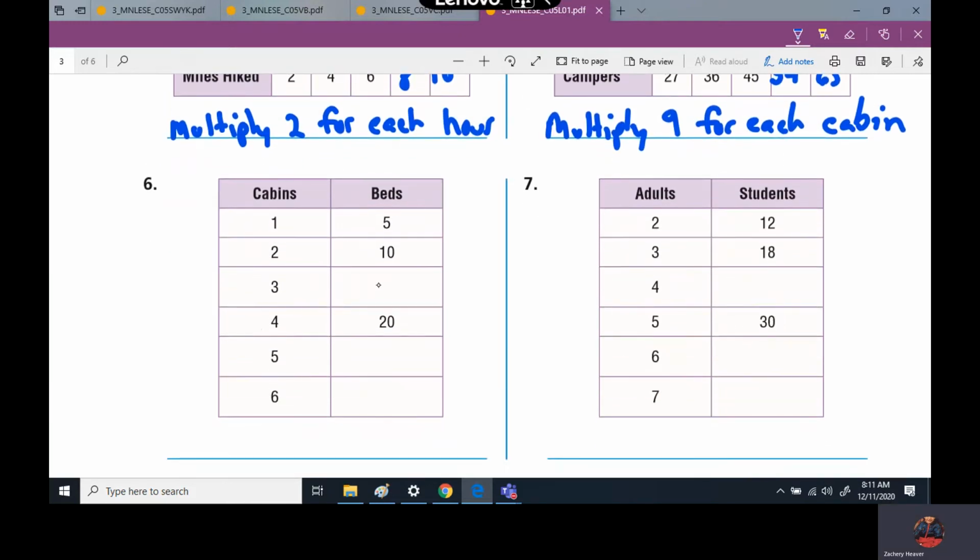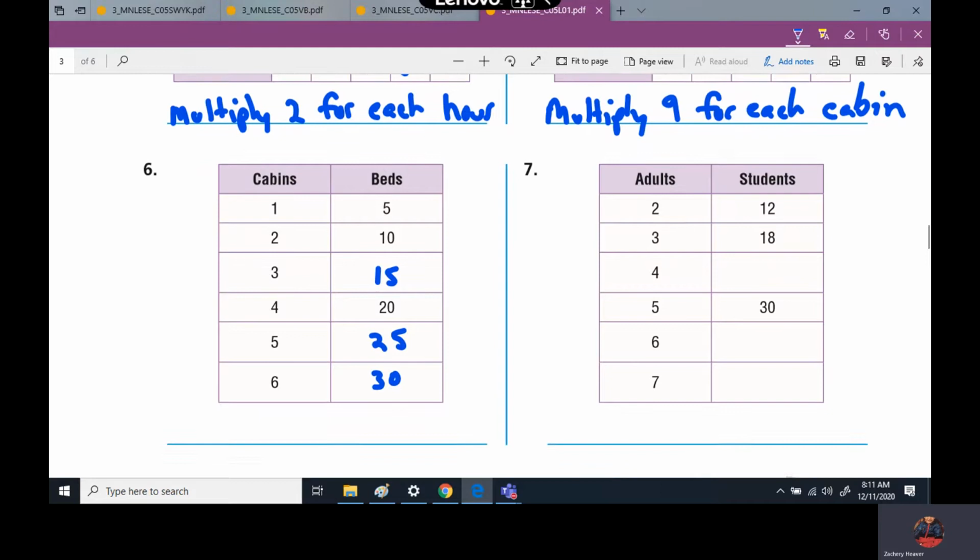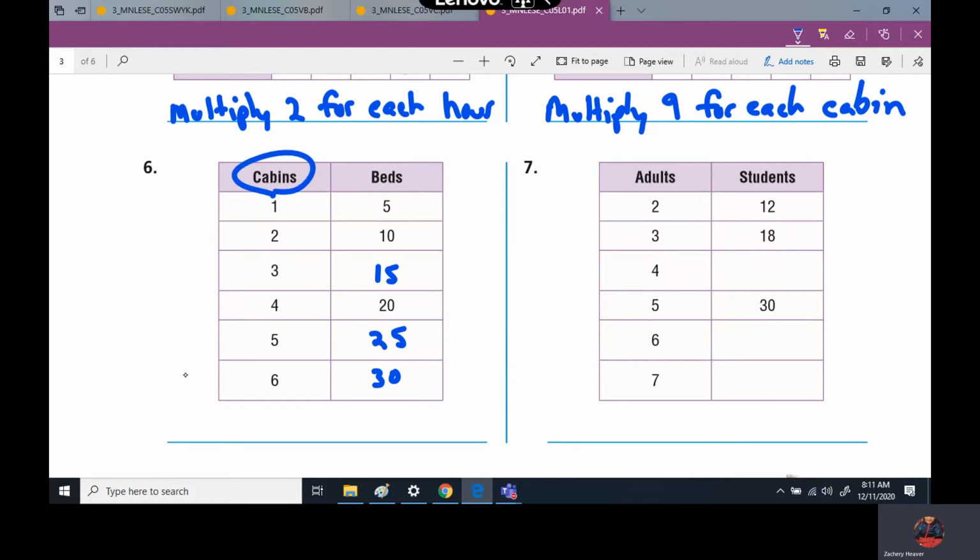This one is 5, 10, 15, 20, 25, 30. So we're skip counting by 5, so we're going to multiply by 5 for each cabin.